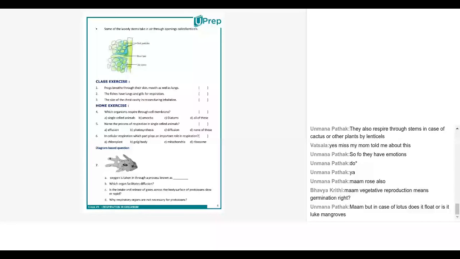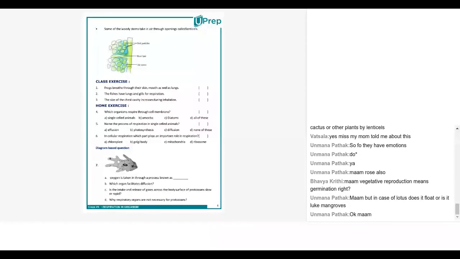Unmana, in case of lotus, does it float, or is it like mangrove? No, lotus is not mangrove. Lotus has got deep roots, right? It is an aquatic plant, and the roots do touch the floor of the water body or wherever it is being planted. Mangroves are completely different. They are big trees, like the sundari tree, a tree which grows only in marshy areas, which is a mangrove tree.